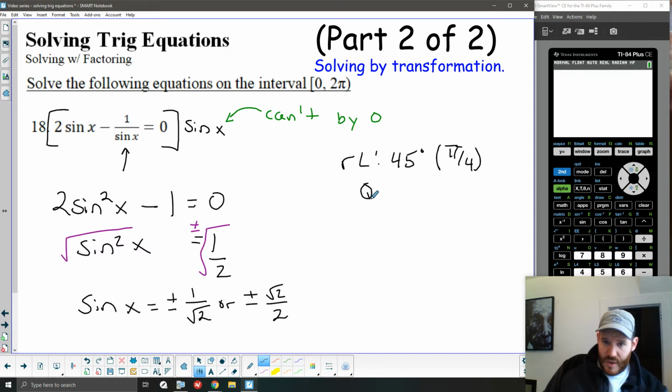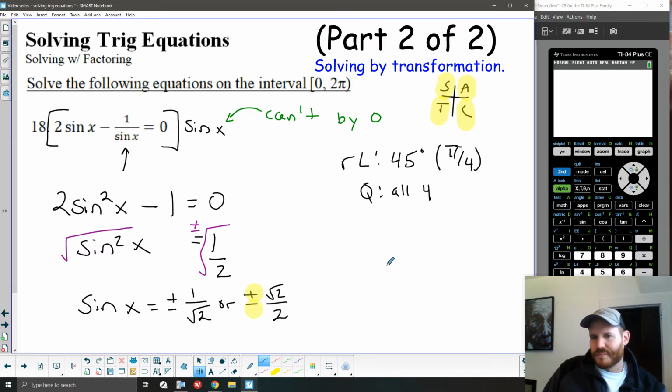Next, I have to consider in which quadrant sine is going to be positive or negative, but that's actually what's kind of interesting about this problem. I could use the acronym ASTC, All Students Take Calculus, to figure out which quadrants I'm going to be in. Where sine is positive is in the first and the second quadrant, and where sine is negative is in the third or the fourth quadrant. So in this problem, because I have a plus or minus, I could actually be in any of the 4 quadrants.